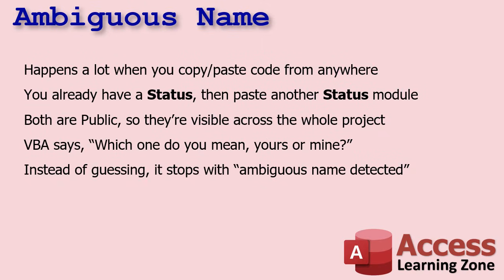Now, if both of them are public, which means they're visible from anywhere in your VBA project, then when you call status, VBA throws up its hands and says, which one? Your status module or me?